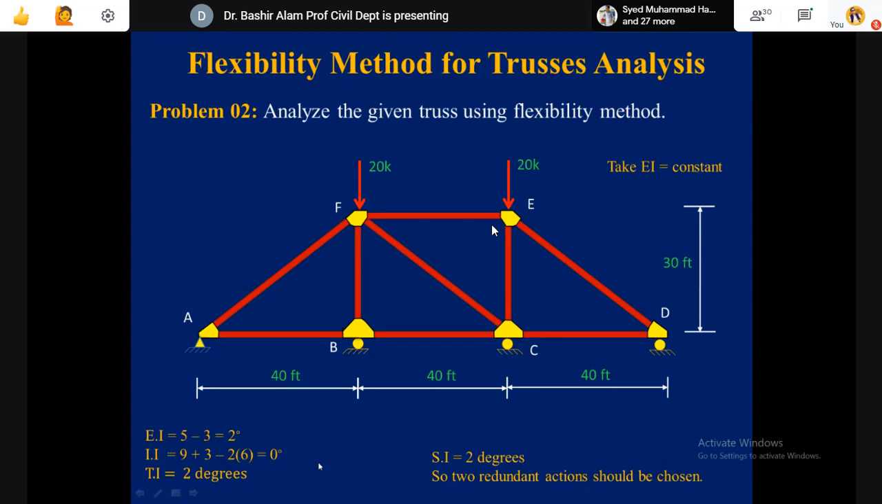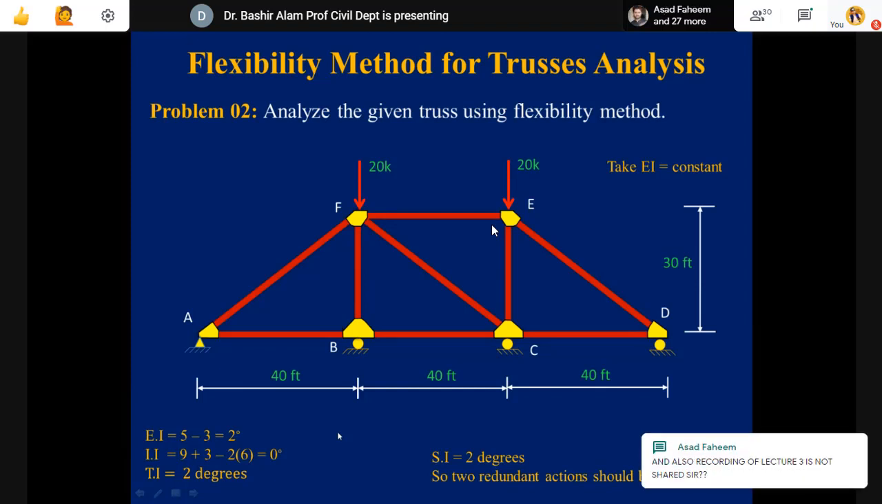Total indeterminacy is 2 plus 0, so it is 2 degrees. The statical indeterminacy is 2 degrees: external it is 2 degrees, internal it is 0. It means in order to make this structure a released structure or basic determinate structure, we need to remove 2 support reactions. We don't need to cut any member, because it is internally determinate.